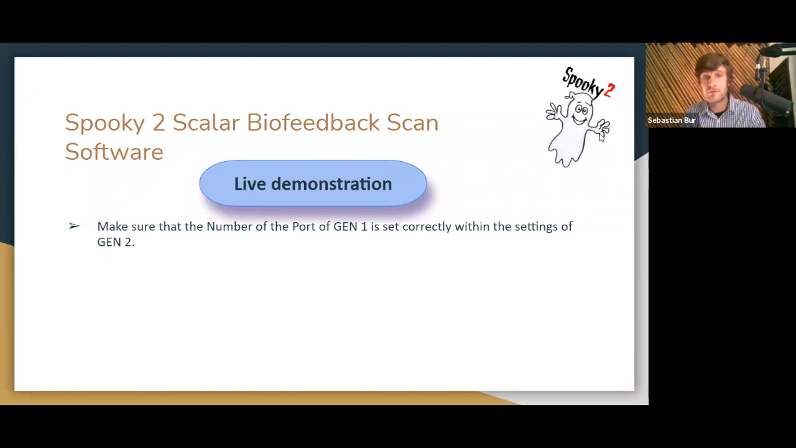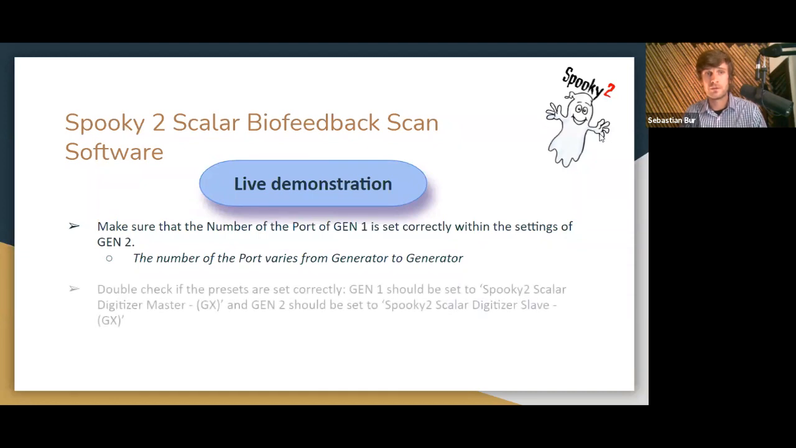Make sure that the number of the port of generator 1, in our case it was 3, is set correctly within the settings of generator 2. So I have to make sure to put that into the settings. And again, this number can vary, so it can be 15 or 12 or whatever.